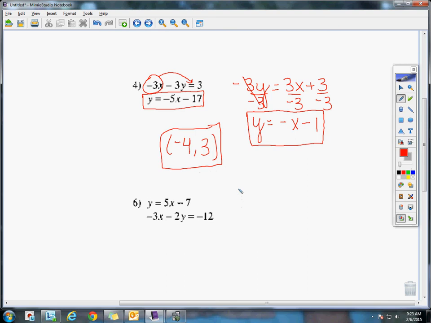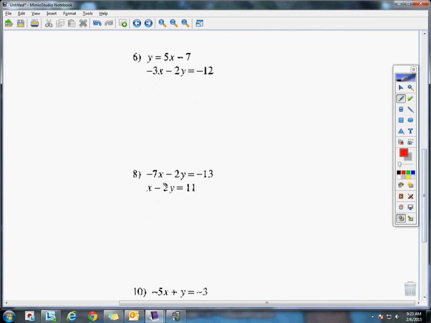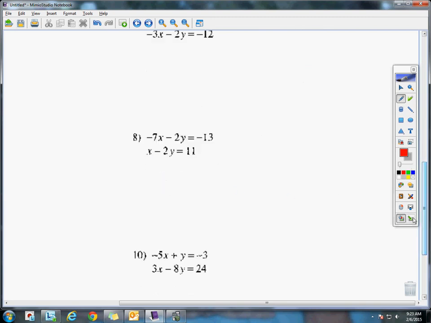Okay, and the last one that I'm going to do is number 8. We have two equations. They're both in standard form, so I'm going to go ahead and start with the first one. We have negative 7x minus 2y is equal to negative 13. First step is your exciting move. So I have a negative 2y is equal to, when you move the negative 7x over, it becomes positive, and then minus 13 at the end.